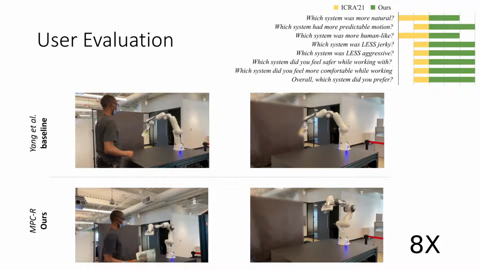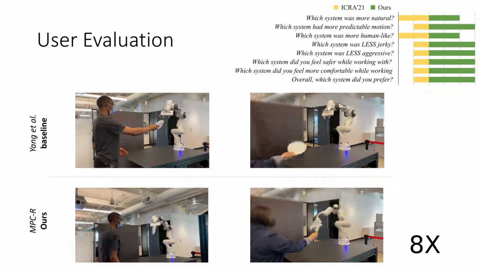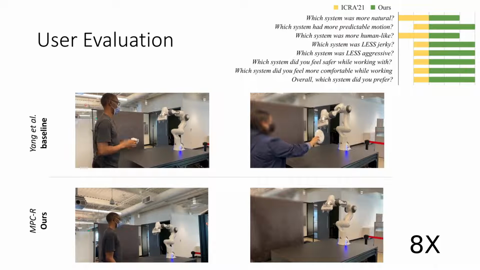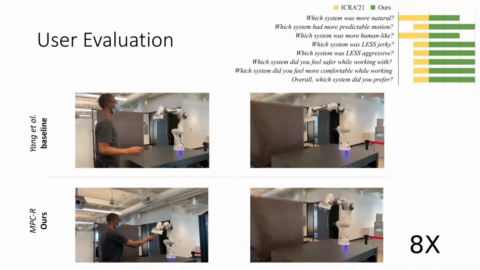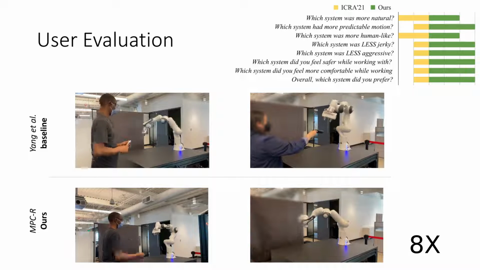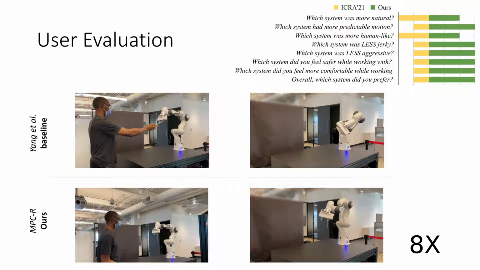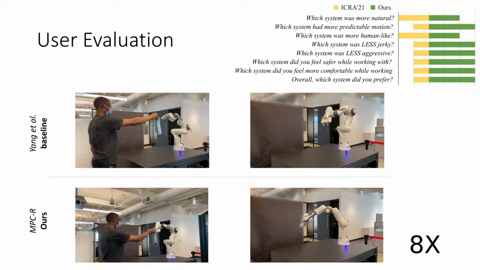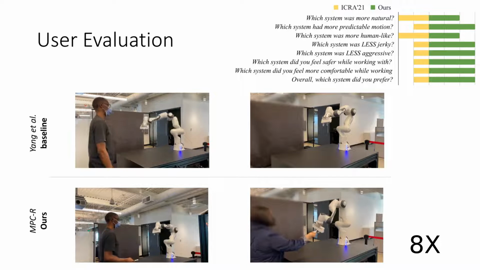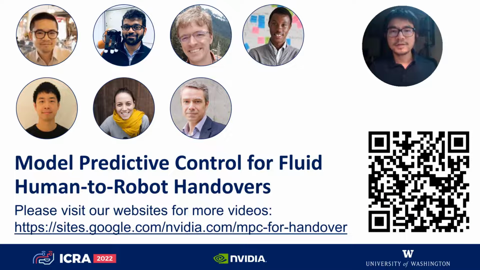Each user did 2 rounds of handovers to interact with 2 systems without knowing the details of the system. We counterbalanced the order in which users interacted with the 2 systems to avoid bias. After completing all interactions, users were asked to rank the 2 systems and share their opinions. 3 out of 4 users thought our system is more predictable, less jerky, less aggressive, safer, and more comfortable to work with. Please visit our website for more videos and experiments.